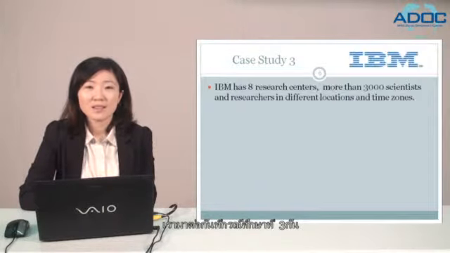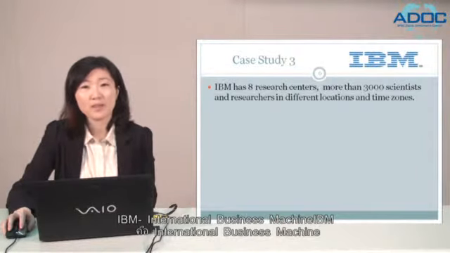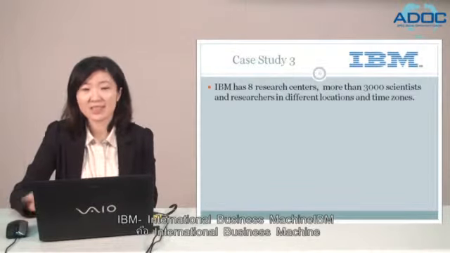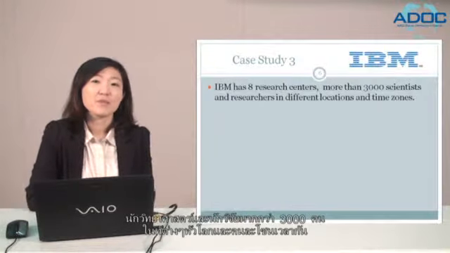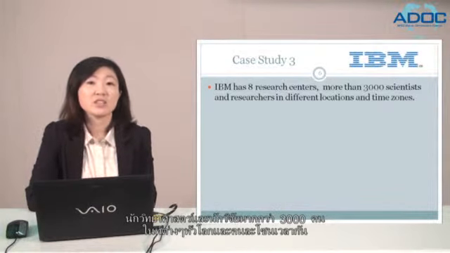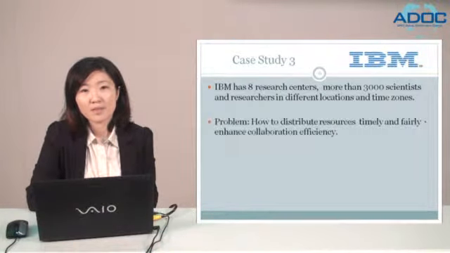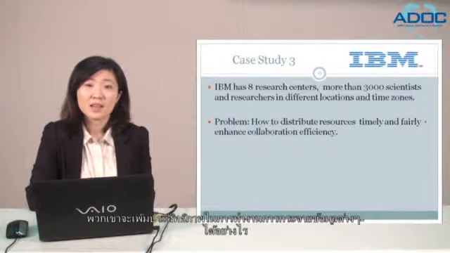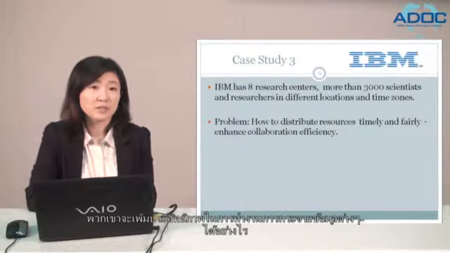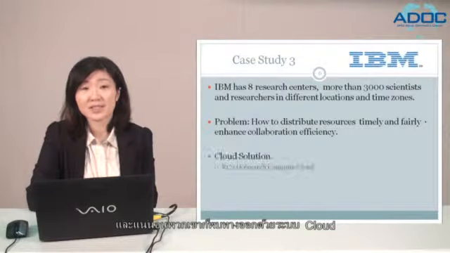Now, let's go on to the next case study 3, IBM, International Business Machines. As we know, IBM has 8 research centers, more than 3,000 scientists and researchers in different locations and time zones. They have some problems: how to distribute resources timely and fairly, and enhance collaboration efficiency. And then they come up with the cloud solution.